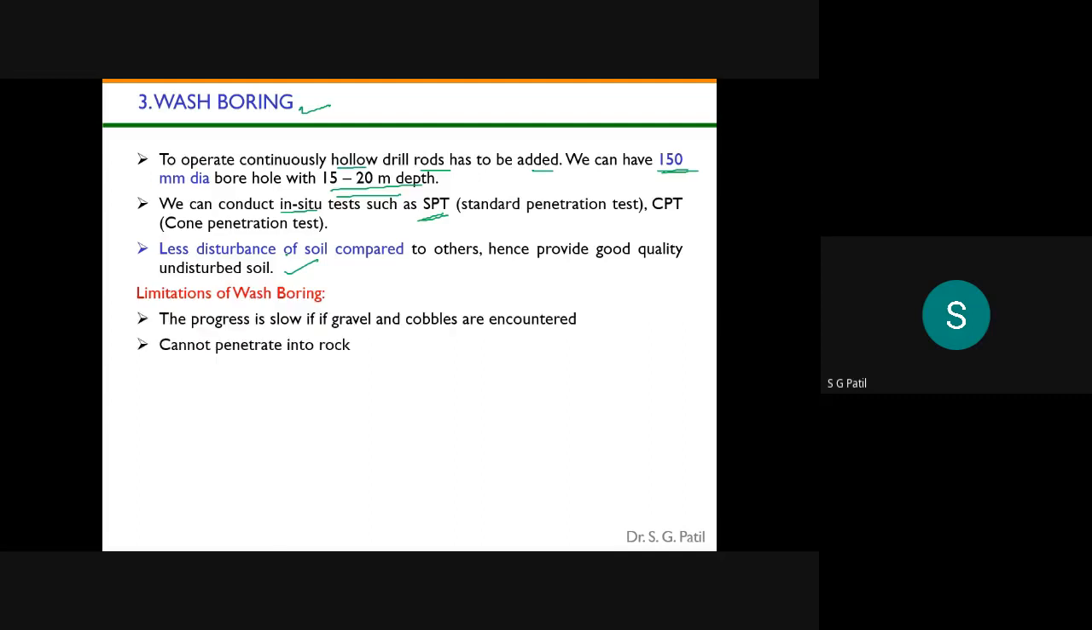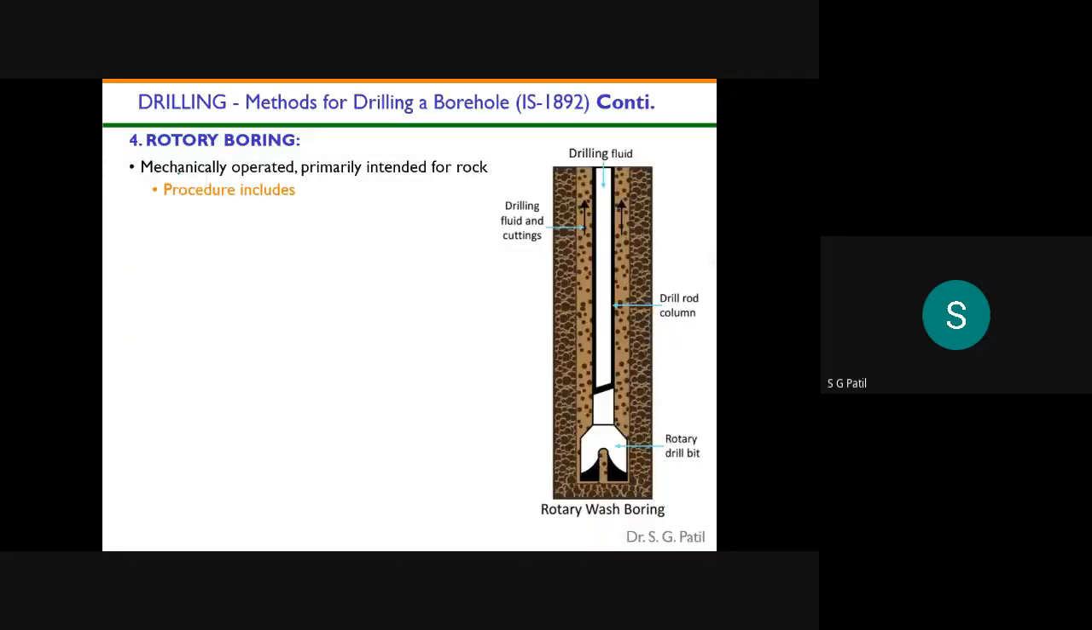What are the limitations of this wash boring? The progress is very slow. So very slowly the drilling will happen. Also, if gravel and cobbles are encountered, and also it cannot penetrate into the rock. These are the two limitations of this wash boring. To address the limitation that it cannot penetrate into rock, we will use rotary boring.